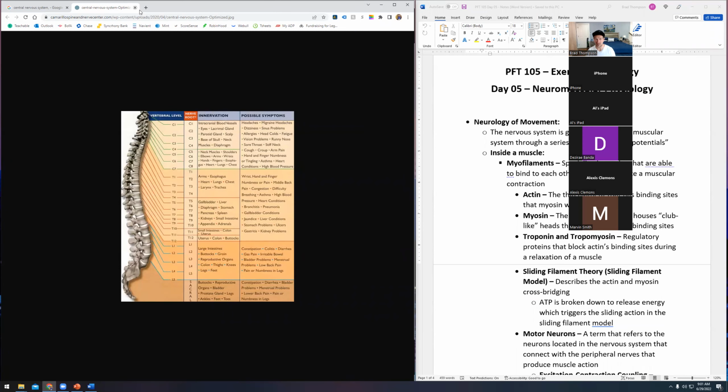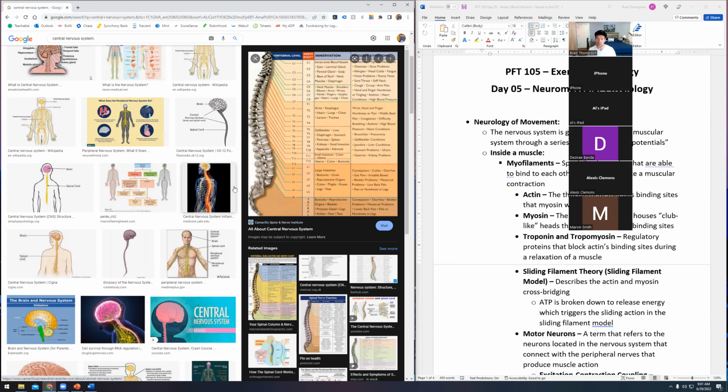But that just goes to show you that you want to think of your nervous system as a series of wires, and if you clip any of those wires, they're just not going to function anymore. So that's your central system.